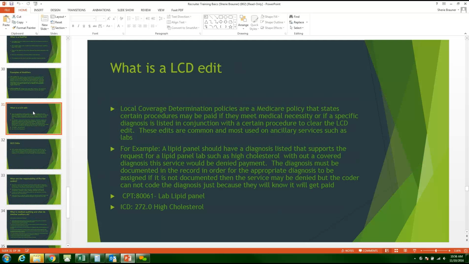Slide number 31, what is LCD edit? If you want to read through that too, it's local coverage determination. It's a certain type of edit. And again, edits mean that these claims weren't clean, that they will be sent back, and they are being questioned about being paid for. So we definitely want to look at those, make the corrections, and resubmit those claims for payment.